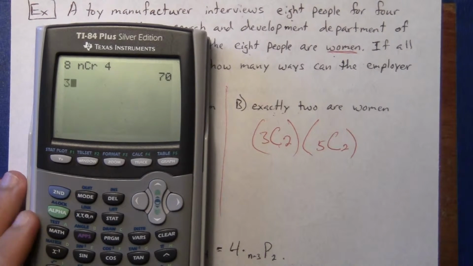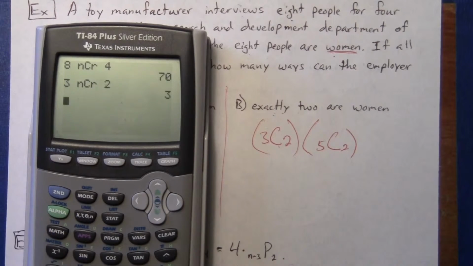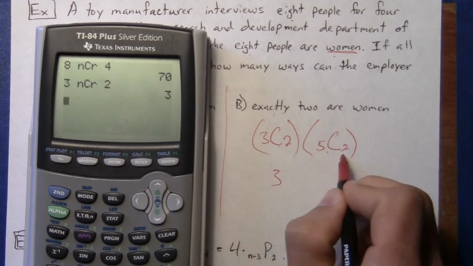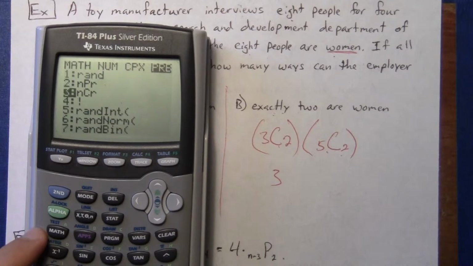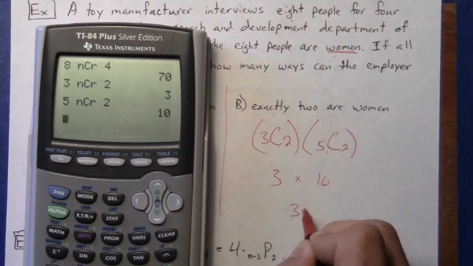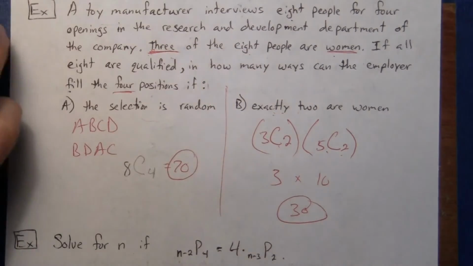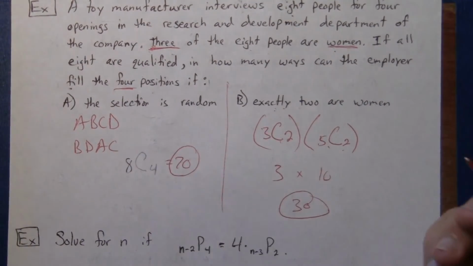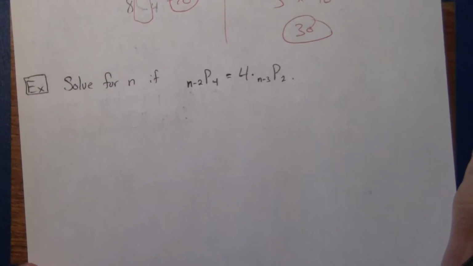So 3C2, I hit 3, math, go over to my combination button, pick 2. You might remember the little Pascal's triangle trick that we used to help us figure out that that was 3. 5C2, go to 5, math, over to combination, and it looks like it's 10. And I multiply those 2 numbers together. If I have to pick 2 women and 2 men, there are only 30 ways for that to happen. So notice the difference between the two. And the big thing, notice why we're using a combination, because order is not important.